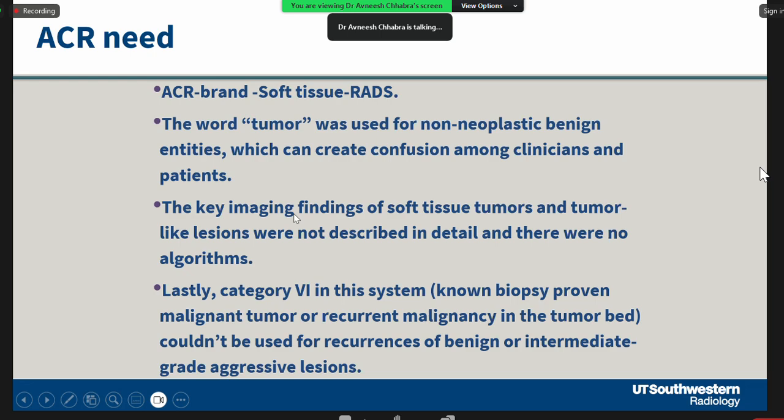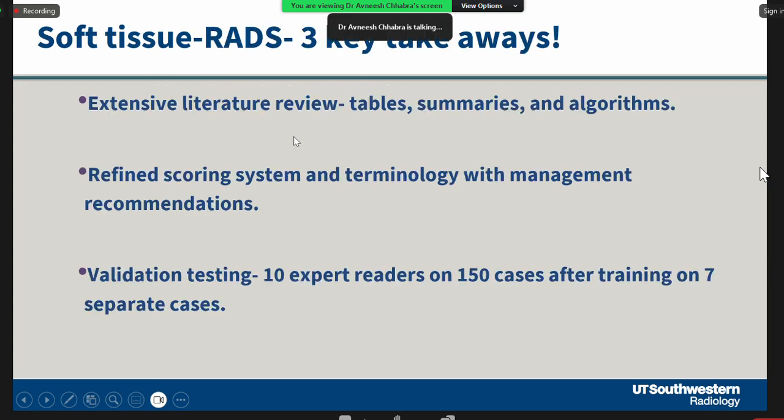The key imaging features were not described, as I told you. And then category 6 did not have 6A, B, C in the previous system. But in our PowerScribe, in our local system, we have 6A, B, C. That way, we have about 1,000 tumors in our system already graded with ST-RADS. So the next step we are doing is auditing our data of different RADS, ST-RADS, O-RADS, and so on, and MSK-RADS, what we have done in our system. So we'll publish those larger series also along the way.